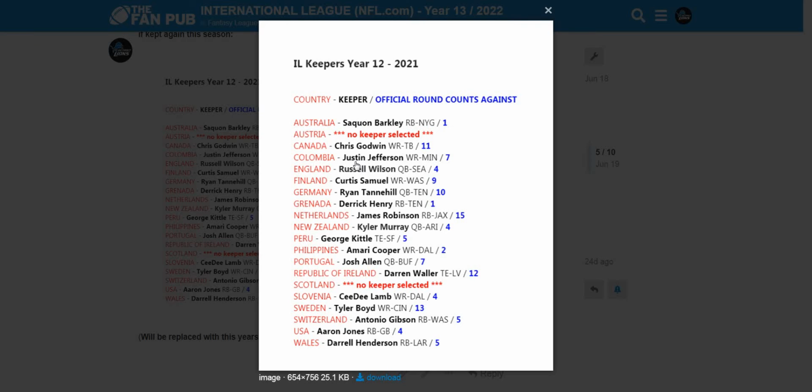But if someone was to keep Chris Godwin, wide receiver Tampa Bay, if someone was to keep him again this year, as he was a round 11 keeper last year, he would go up one round, so he would be a round 10 keeper this year. Justin Jefferson was a round 7 keeper last year, so if he's kept this year, he'd be round 6. You get it? Ryan Tannehill, he was kept last year, he cost Germany round 10. This year, if Germany kept him or anybody else kept Ryan Tannehill, he'd cost you your 9th round pick.